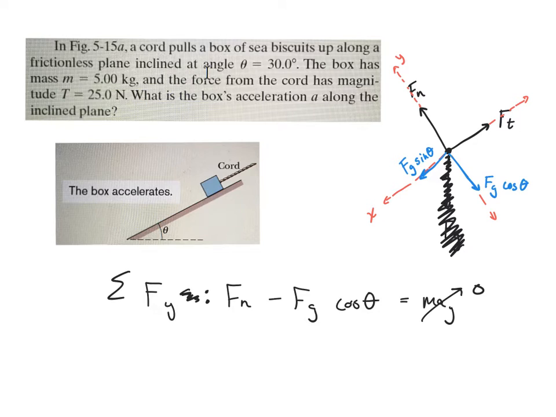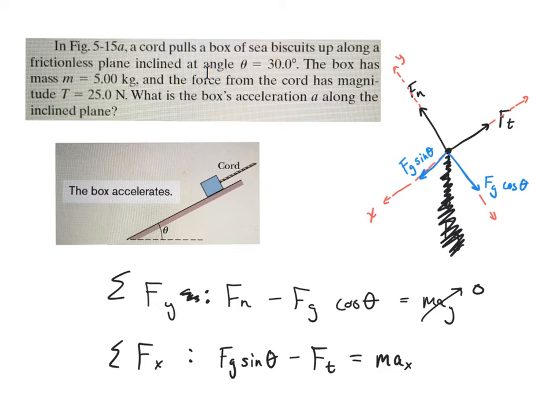Then we look at the x direction. In the x direction we've got, remember, down the ramp is positive now for these problems. So we've got Fg sine theta acting positively because it's down the ramp. We've got the tension acting up the ramp, so that's negative. And that will equal max. Now, if the tension is equal to Fg sine theta, if these are equal, what do we know about the problem?